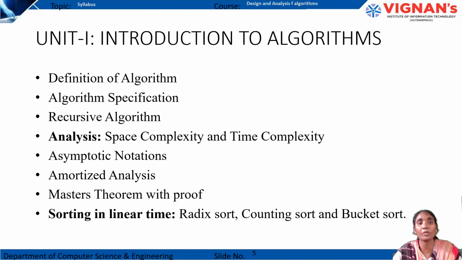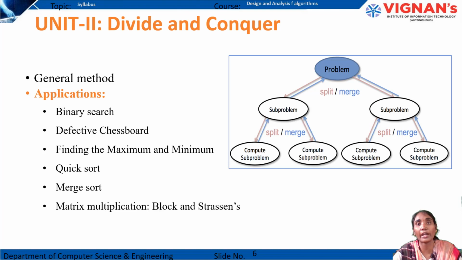For suppose, big O of n as an asymptotic notation means that within n time my particular algorithm gets completed. Those asymptotic notations, amortized analysis, Master's theorem, and some sorting techniques are also covered as part of your unit 1. Next, the second unit is divide and conquer.